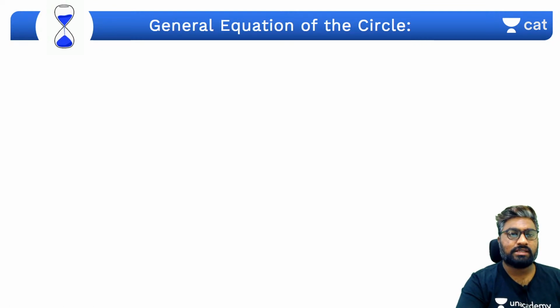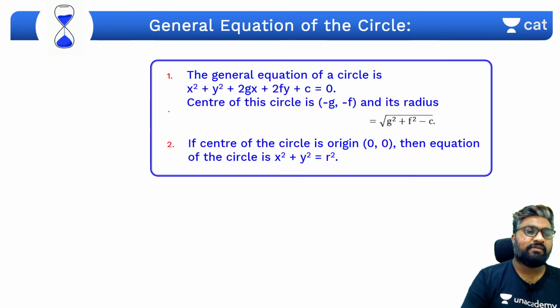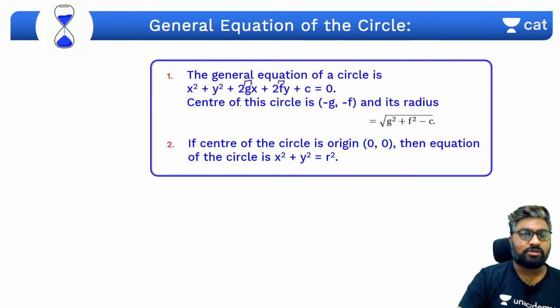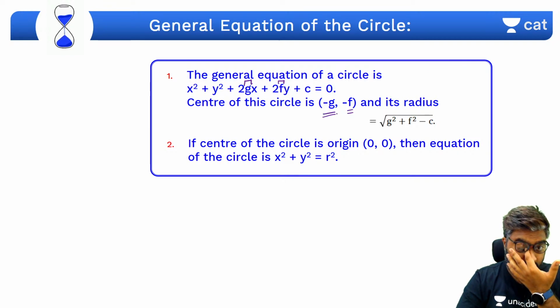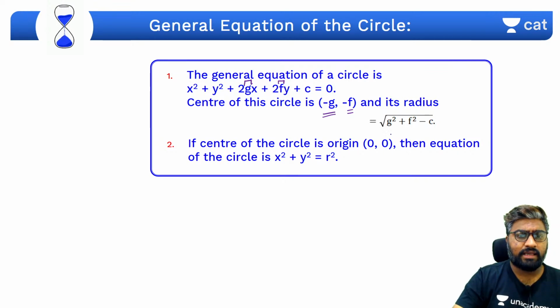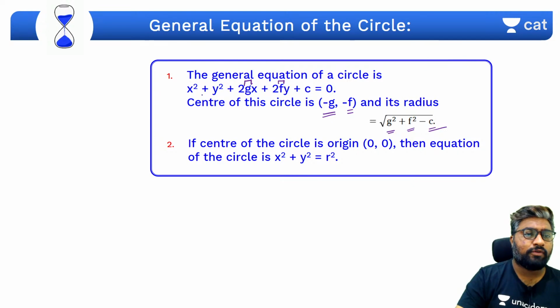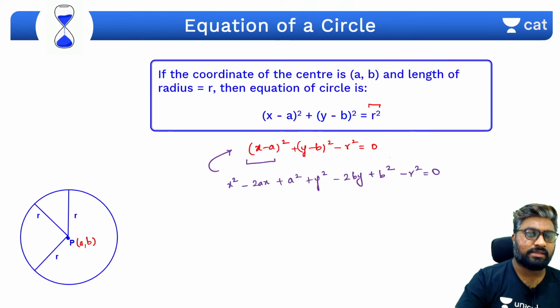Before that, let me tell you a few things about the general equation. So if it is given in this form, x square plus y square plus 2gx plus 2fy plus c equal to 0, this basically means that g and f denote the opposites of the coordinates of the center. So minus g and minus f are its center, and the radius will be given by square root of g square plus f square minus c.